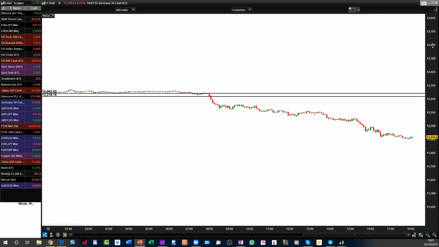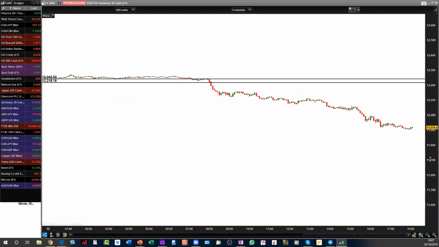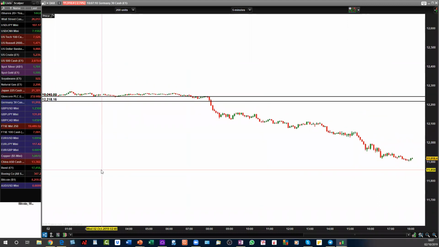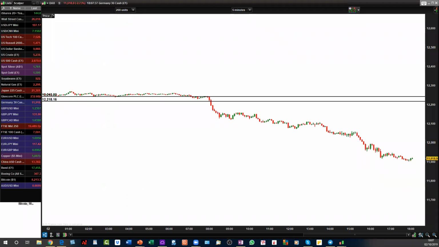So all I'm doing in trading, this is my system, this is the core of my system, but what I'm not going to show you today is the main tools. I'm just going to show you the hub of my system. And what we've got here is the DAX this morning on a 5-minute chart with the open range. So this is the high and low of the first 5 minutes of the day.